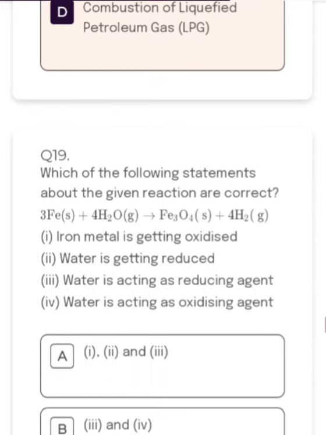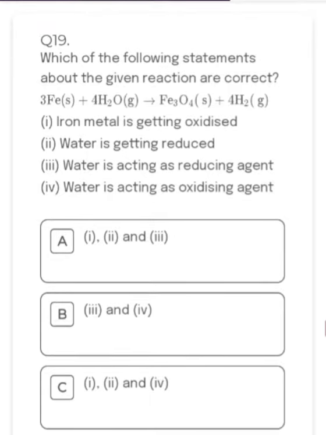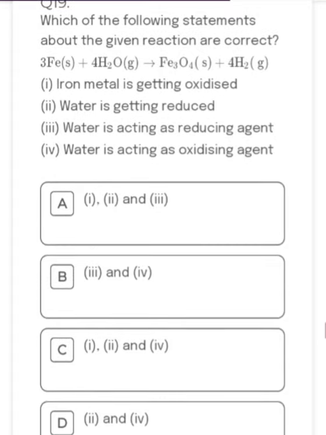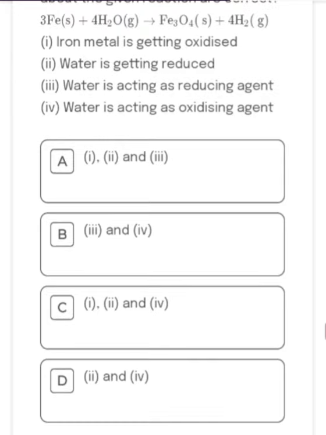Next question. Which of the following statements about the given reaction are correct? 3Fe solid plus 4H2O gaseous gives Fe3O4 solid plus 4H2 gaseous. Option 1, iron metal is getting oxidized. 2, water is getting reduced. 3rd, water is acting as a reducing agent. 4th, water is acting as an oxidizing agent.